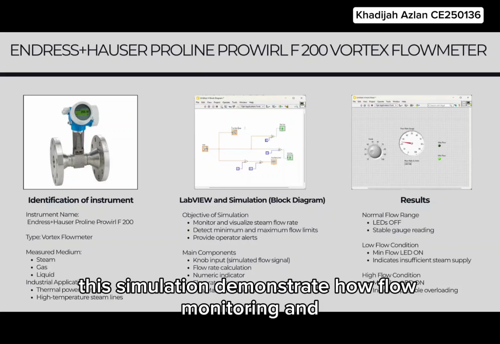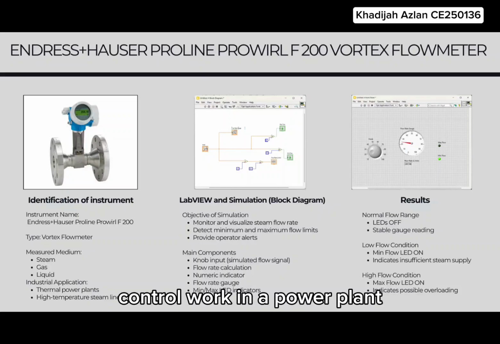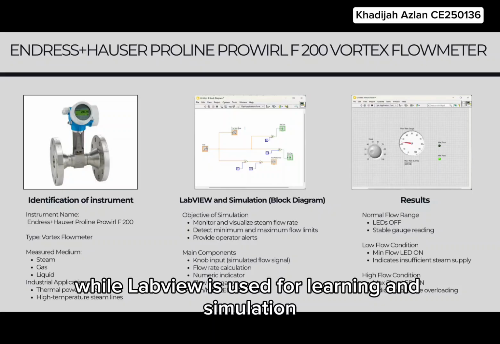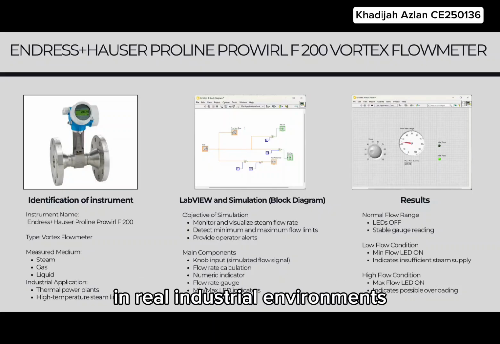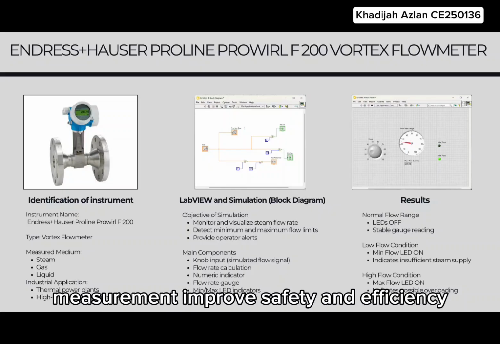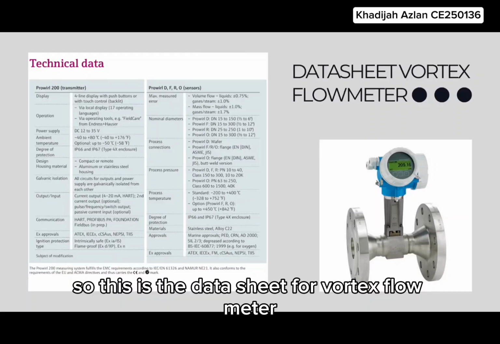This simulation demonstrates how flow monitoring and control work in a power plant. While LabVIEW is used for learning and simulation, the ProWheel F200 performs this function in real industrial environments. This simulation helps us understand how accurate flow measurement improves safety and efficiency. So this is the datasheet for the vortex flow meter.